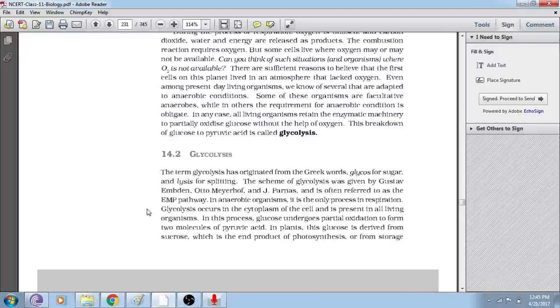As we go through the steps of glycolysis, we will realize that there is no need for oxygen in the pathway. So this pathway can occur even in an anaerobic environment, and it is the only pathway which can occur in an anaerobic environment. So glycolysis is the only source of energy for anaerobic organisms. As it is written in NCERT, in anaerobic organisms it is the only process in respiration. That is, it is the only source of energy in anaerobic organisms.